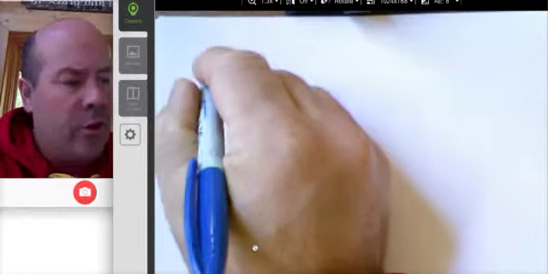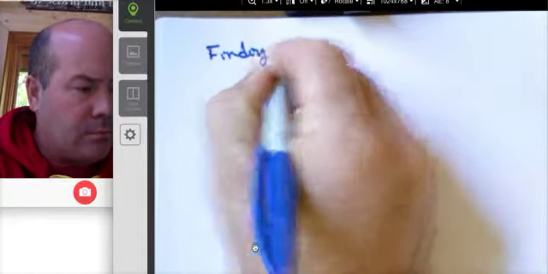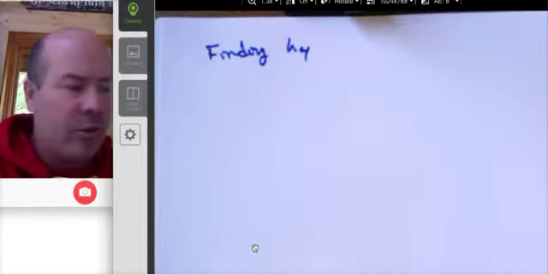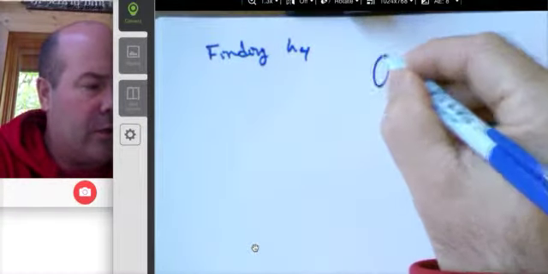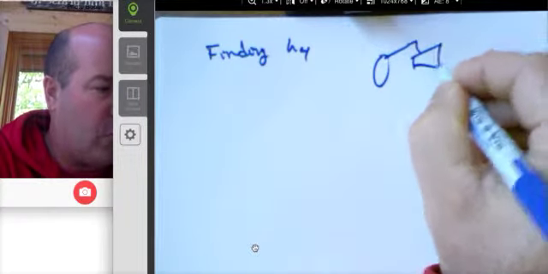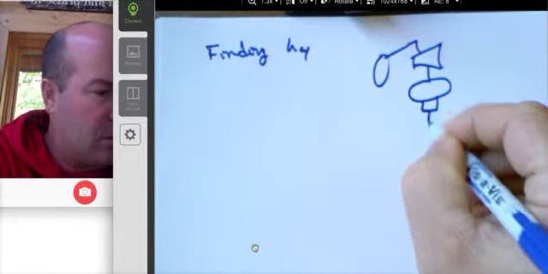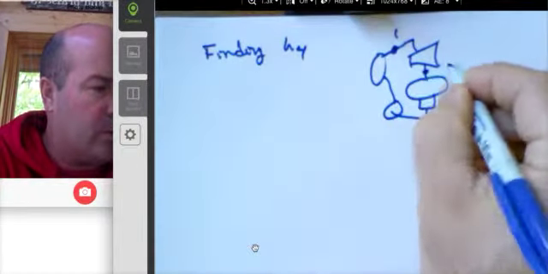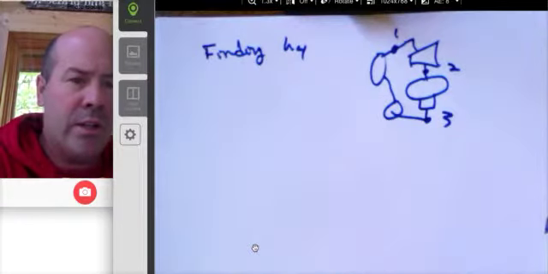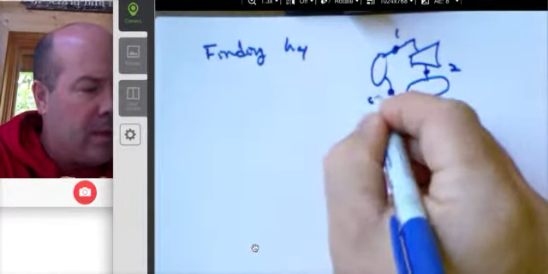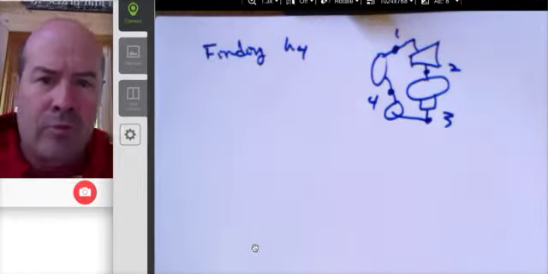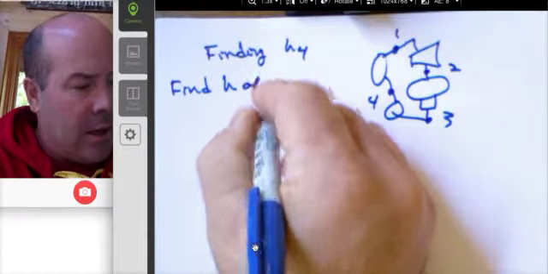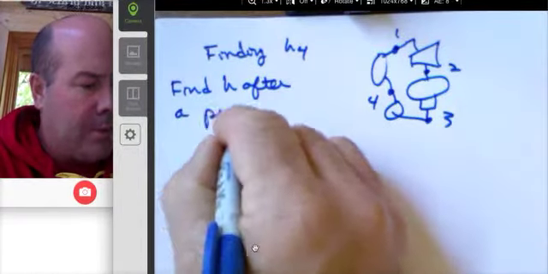We're going to call this video Finding H4, but that's a little misleading because it's only finding H4 if our Rankine cycle only has 4 components, where 1 is between the boiler and the turbine, 2 is between the turbine and the condenser, 3 between the condenser and the pump, and 4 is after the pump. So a better term for this video would be finding H after a pump.